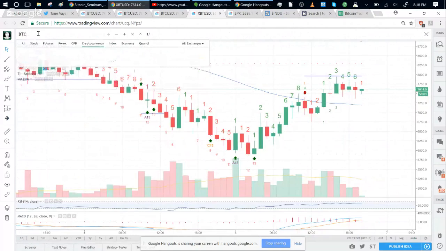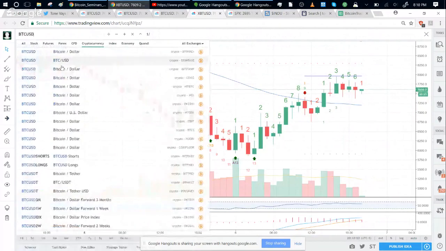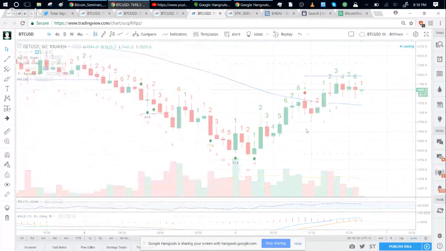BTC USD. What do I use for this chart? And then look, you have a red 9. You have a 9 arrow. You have a 9 sell here. I believe I used Bitfinex for this. Did I use Bitfinex or did I use Bitstamp? I don't even remember what I was using here. I guess I'll recognize it by the annotations.